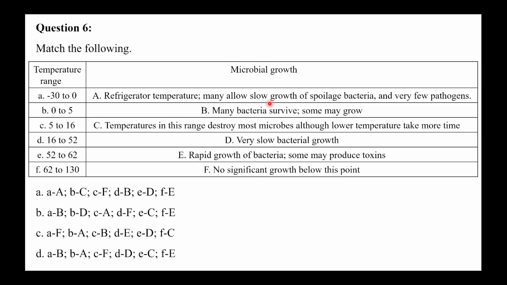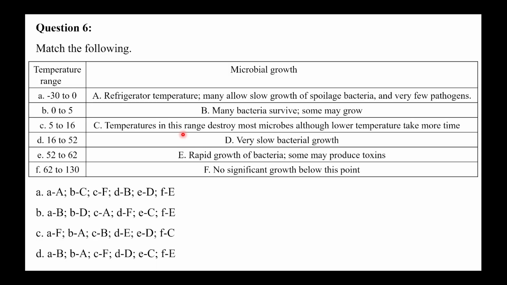Match the following. So we have 6 different temperature ranges given, and we have different microbial growth conditions written on the right hand side. So you have to match the left column to the right. On the left column we have different temperature ranges, in degrees Celsius. So -30 to 0 degree Celsius, then 0 to 5 degree Celsius, 5 to 16 degree Celsius, 16 to 52 degree Celsius, 52 to 62 degree Celsius, and 62 to 130 degree Celsius.